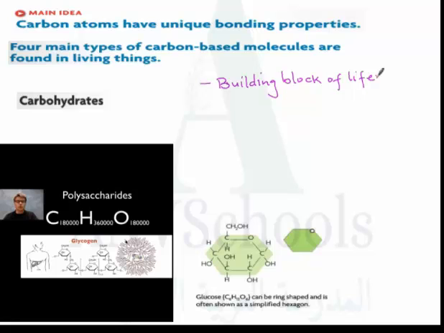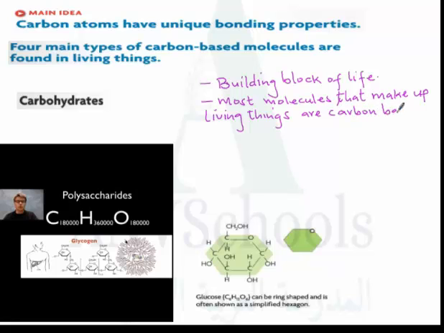The main reason for it being referred to as the building block of life is that almost most molecules that make up living things are carbon-based. So basically, many structures depend on carbon structure.